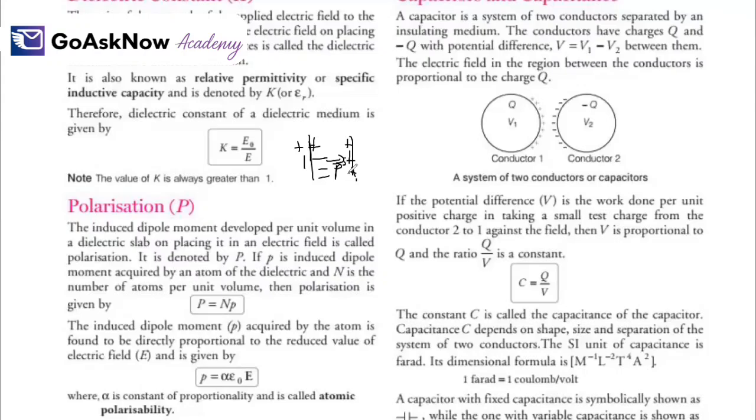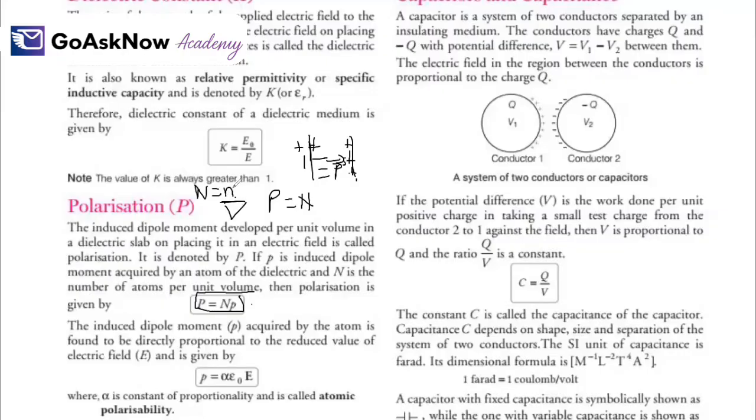So if p is the induced dipole moment acquired by an atom of the dielectric and N is the number of atoms per unit volume, then polarization is given by P is equal to N into p. So what is the polarization value? P is equal to the number of atoms per unit volume. So this capital N is the number of molecules or number of atoms per unit volume.